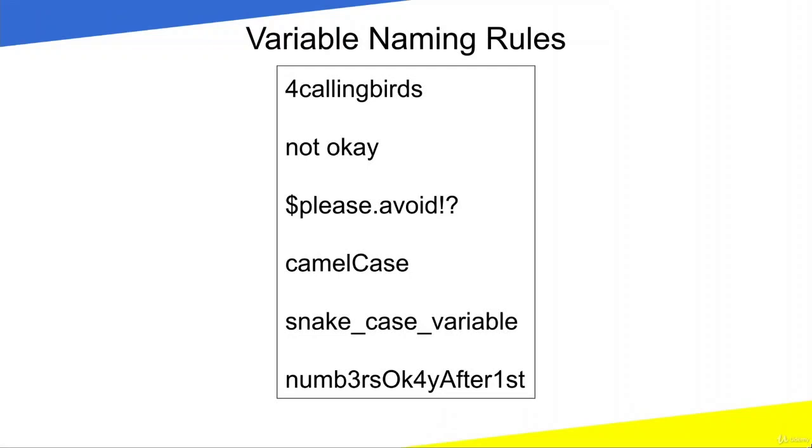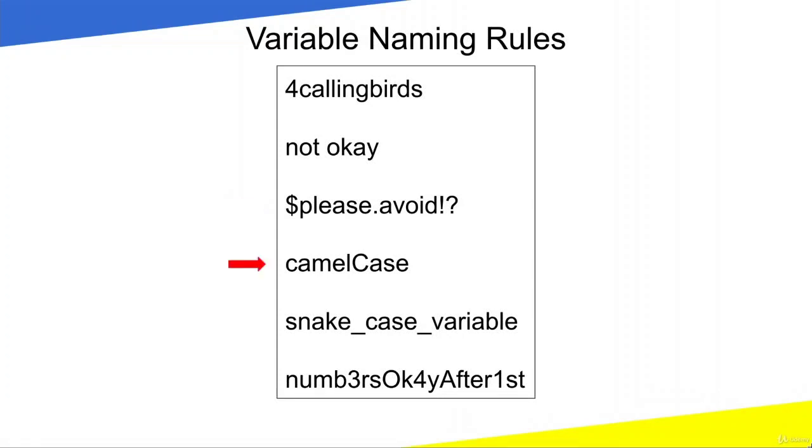In addition, there are also some other syntactic rules you need to follow. Let's go over them. A variable cannot have a number at the start of its name, and a variable also cannot have spaces in its name. You also cannot use special characters such as dollar symbols, periods, exclamation points, or question marks when naming a variable.